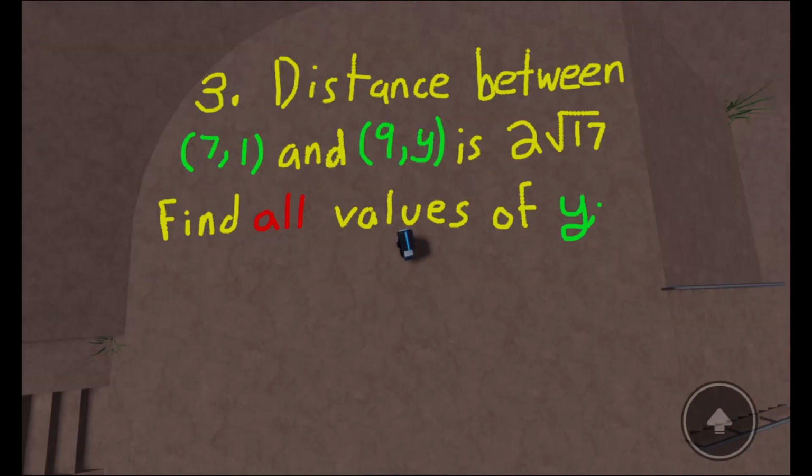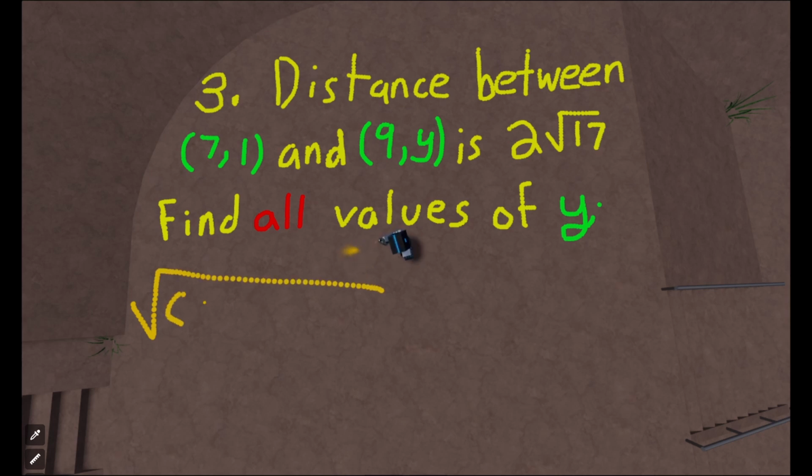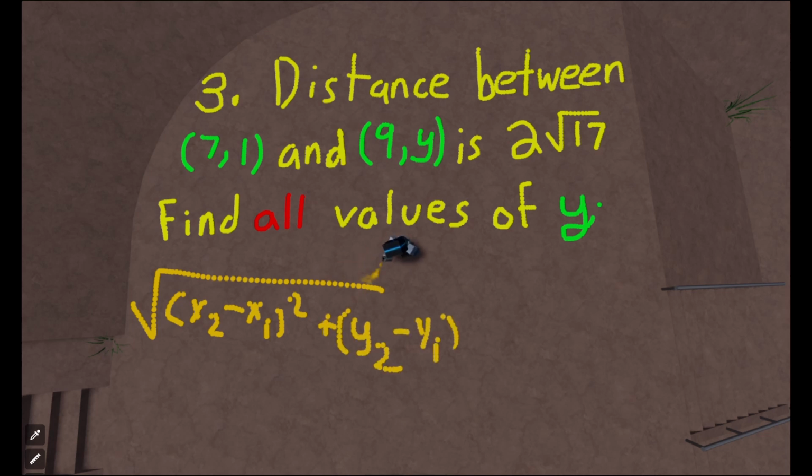In problem 3, we have that the distance between the points 7 comma 1 and 9 comma y is 2 times the square root of 17. Find all values of y. So there might be more than one solution to this. Let's do this carefully. First, I'm going to write the distance formula. Remember, that's the square root of x2 minus x1 squared plus y2 minus y1 squared is equal to the distance. Let's just call it c.